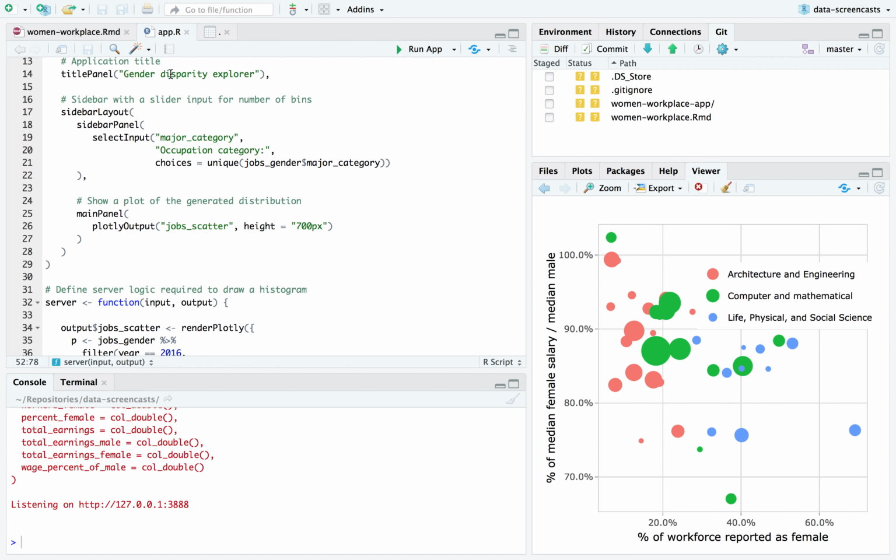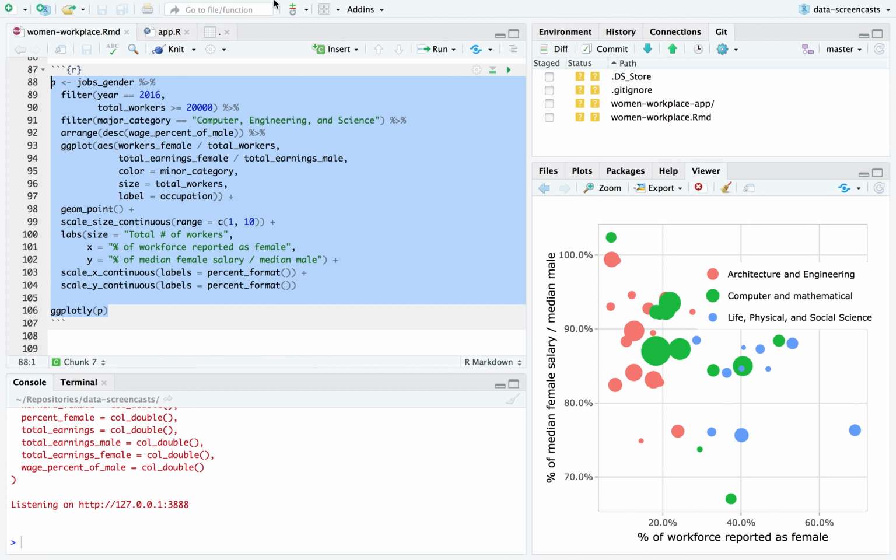Gender, occupation. Occupation and Gender Explorer. I don't know. I don't have a big name for it.